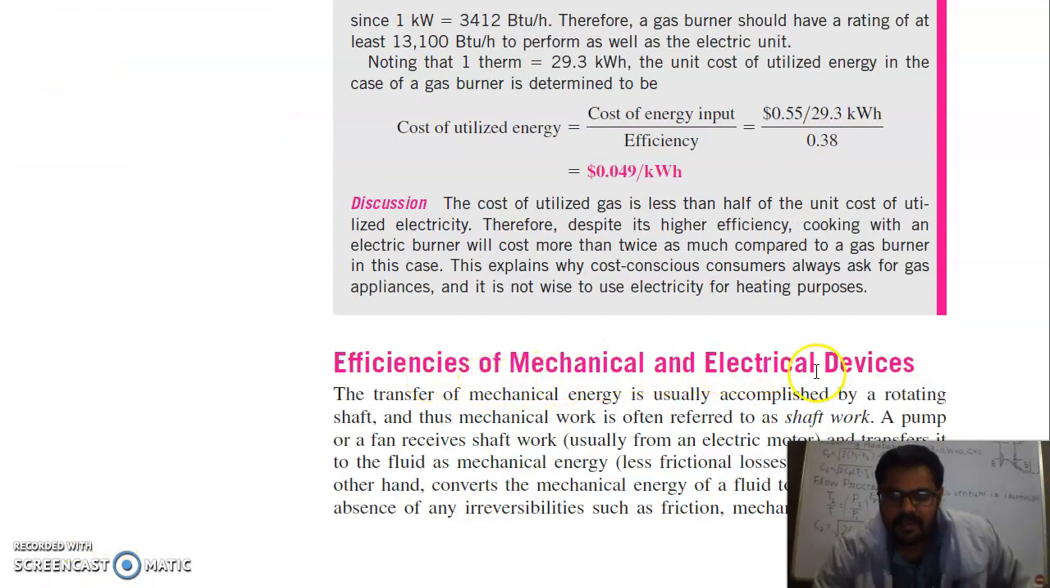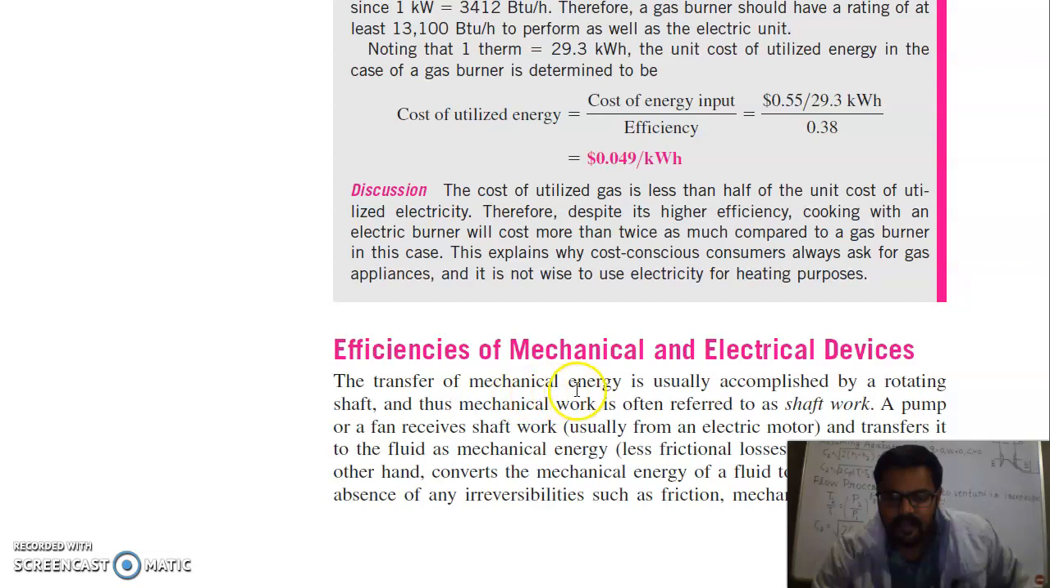Efficiencies of mechanical and electrical devices. The transfer of mechanical energy is usually accompanied by a rotating shaft. We have to use a shaft to transfer mechanical energy, and thus mechanical work is often referred to as shaft work. A pump or a fan receives shaft work, usually from an electric motor, and transfers it to the fluid as mechanical energy. Take an example of a pump where an electric motor is running a pump, and the electric motor shaft transfers its energy to the shaft of the pump, and the pump rotates.